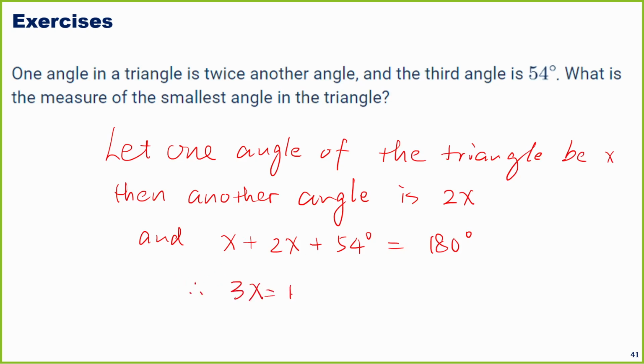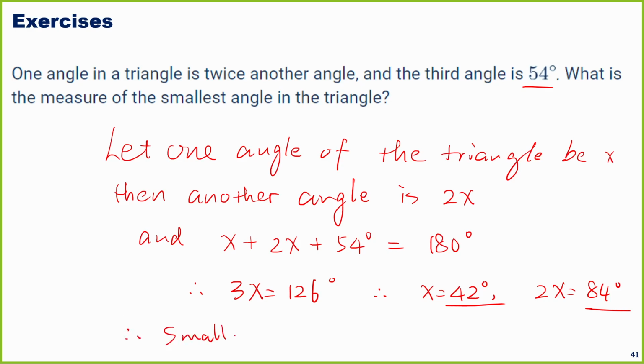Therefore, 3x equals 126 degrees. Therefore, x equals 42 degrees. And then we know 2x equals 84 degrees. If you compare these three angles, then we know the smallest angle is 42 degrees, right? Any questions?